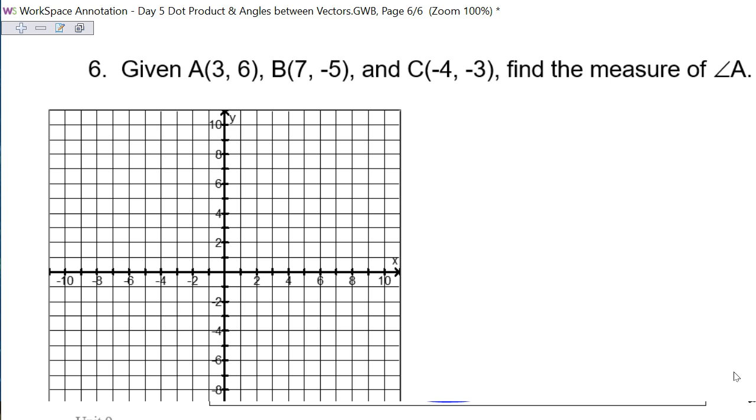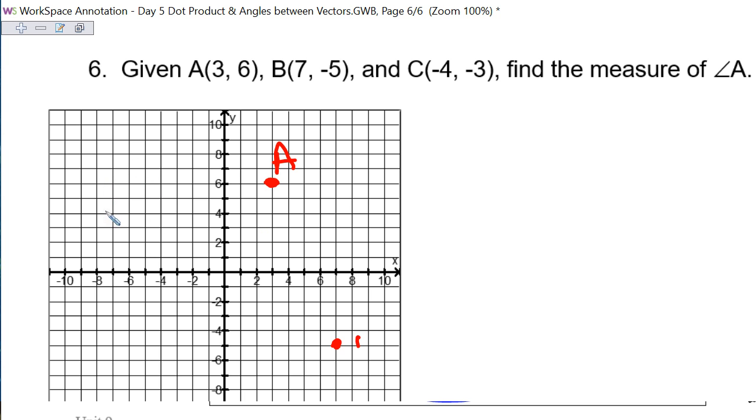Last one, number 6. Given point A is at 3, 6, point B is at 7, -5, and point C is at -4, -3, find the measure of angle A. So in order to know what they're talking about, first thing we have to do is draw ourselves a diagram. So plot those 3 points. Point A is at 3, 6. Point B is at 7, -5. Point C is at -4, -3.